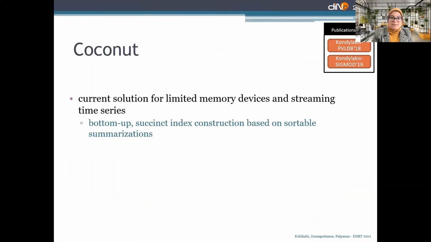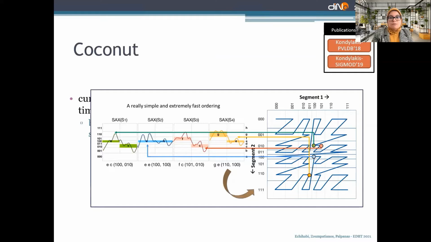Following the iSAX 2+ and the ADS+ indexes, several other iSAX-based indexes were developed. Coconut is the current state-of-the-art index for limited memory devices, that is, devices where the memory is significantly smaller than the dataset size. It is also the first scalable data series index that is built bottom up. This is made possible thanks to InvSAX. It is an iSAX summarization that is sortable.